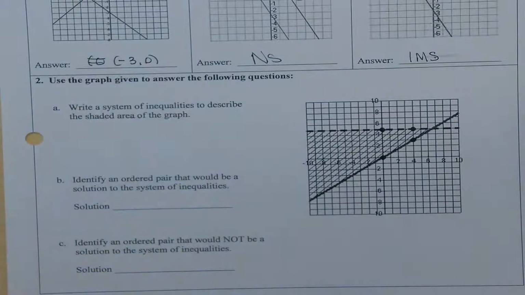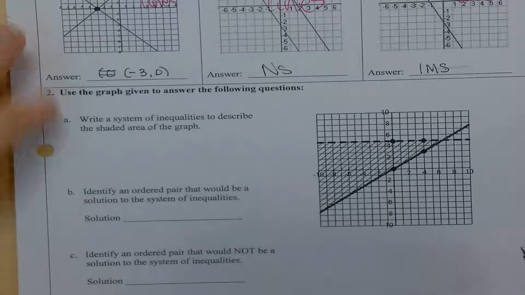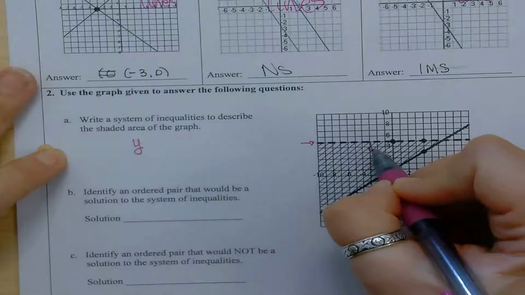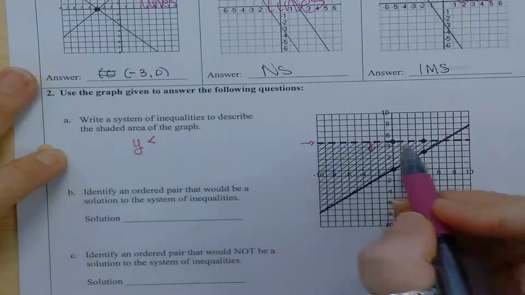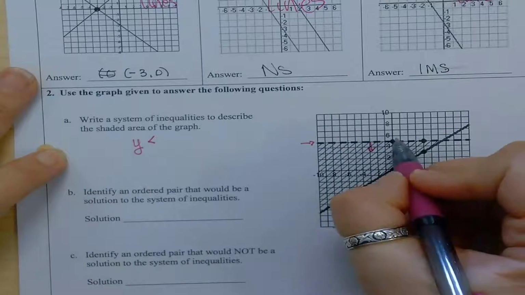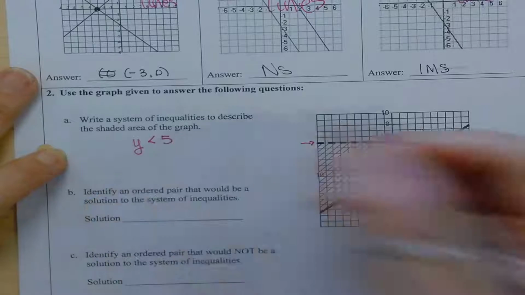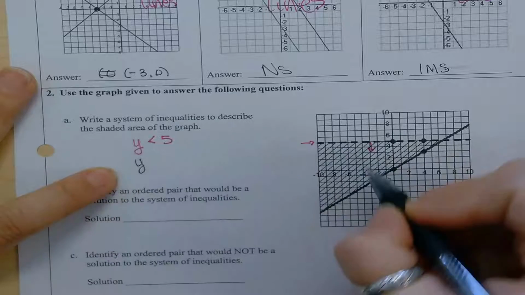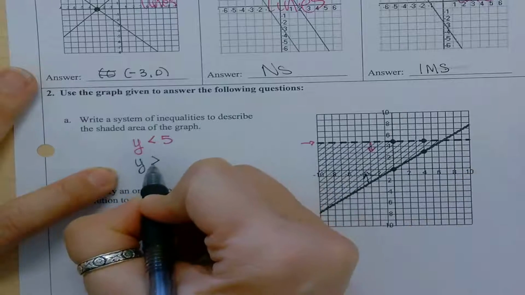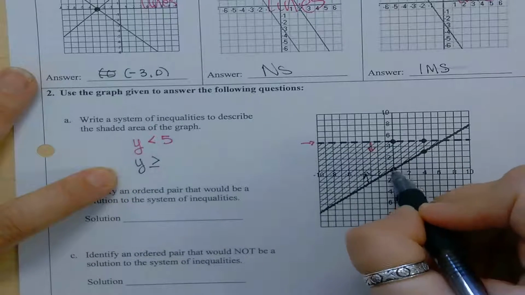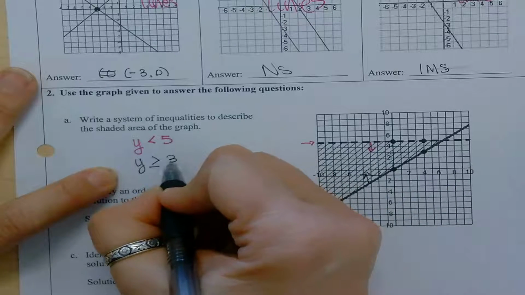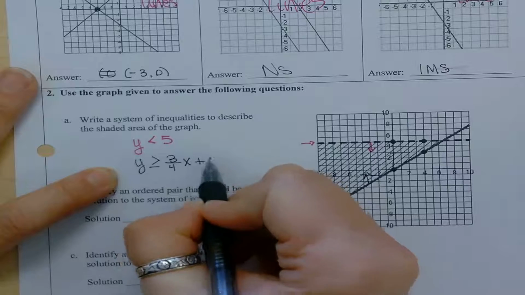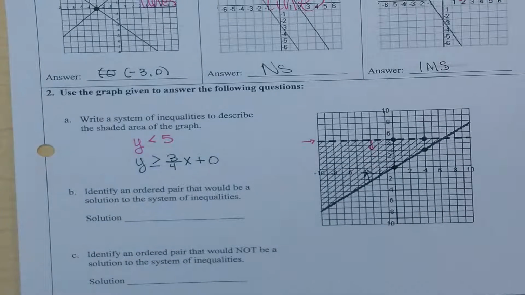So here we're going to write these inequalities. I'm going to start with the dashed line, and that is a horizontal line. And it's shading down from that, which is less than. It's dashed, so I'm not going to put or equal to, and it's at 5. The other one is a solid line, and the shading is above it, so it's greater than or equal to. The slope is 3/4. Make sure you put 3/4 x. And it crosses at 0. You do not need that 0, but you can have it.